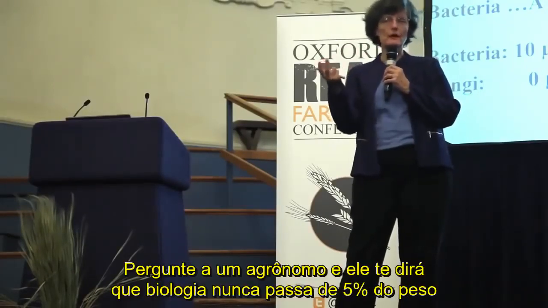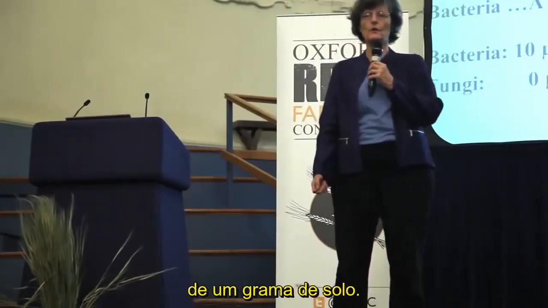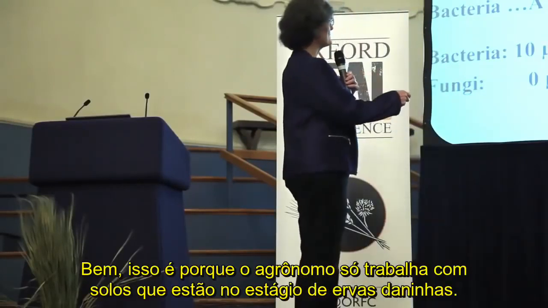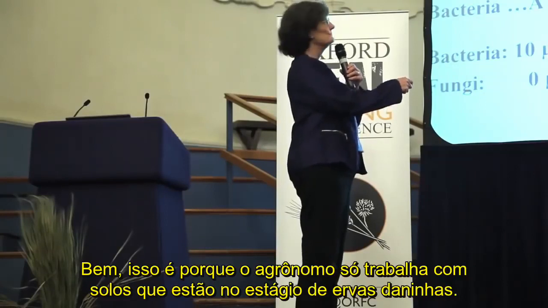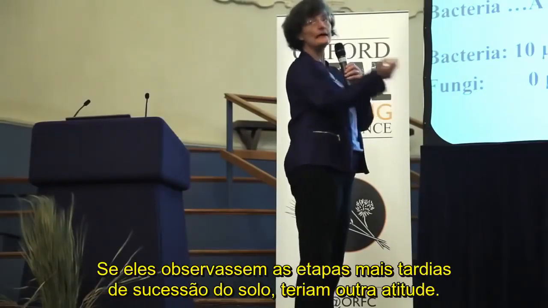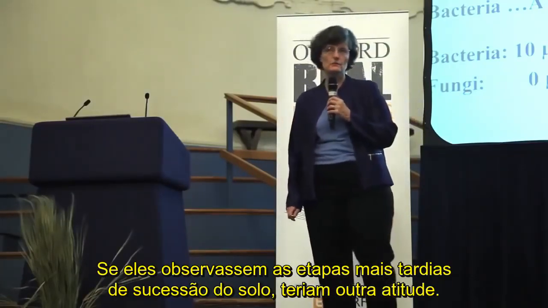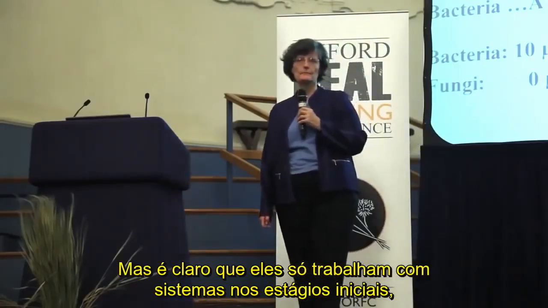Talk to an agronomist and they will tell you, oh no, biology is never more than 5% of the weight of a gram of soil. Well, it's because your agronomist only works with soils that are right here. They're at the weed stage of life. If they would look at later successional systems, they would have a very different attitude. But of course, what are the systems that they're working with all the time?